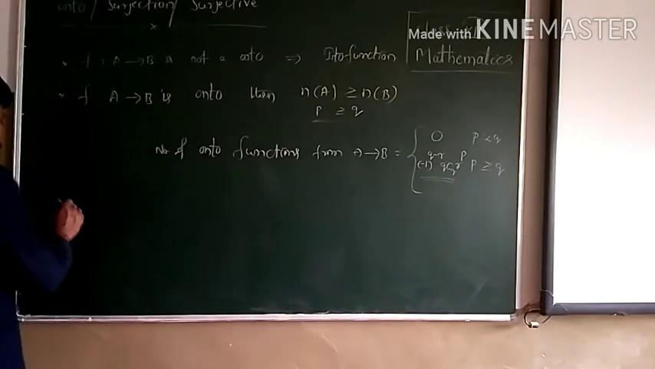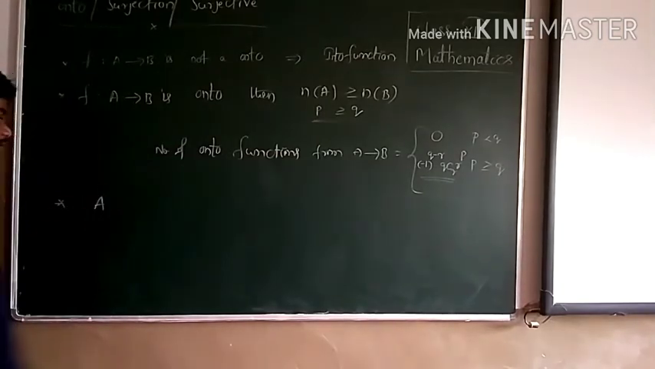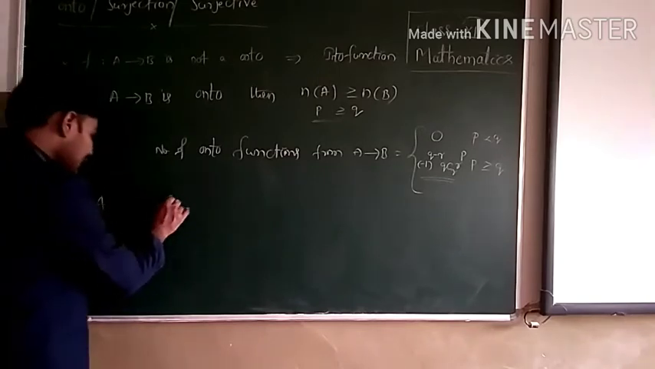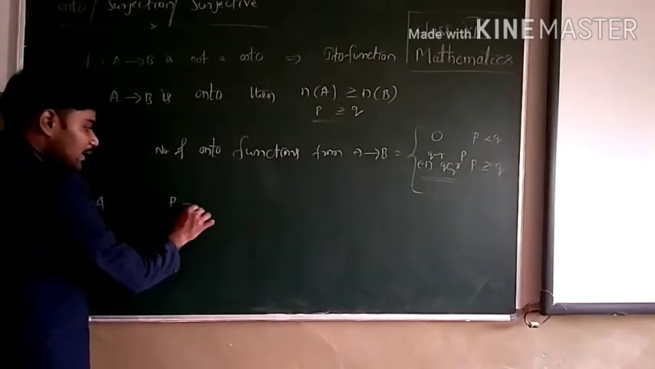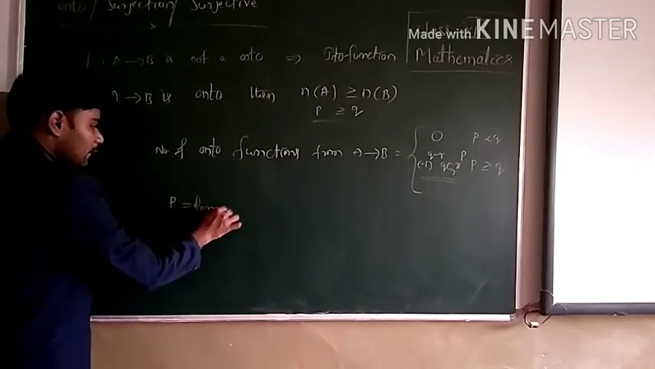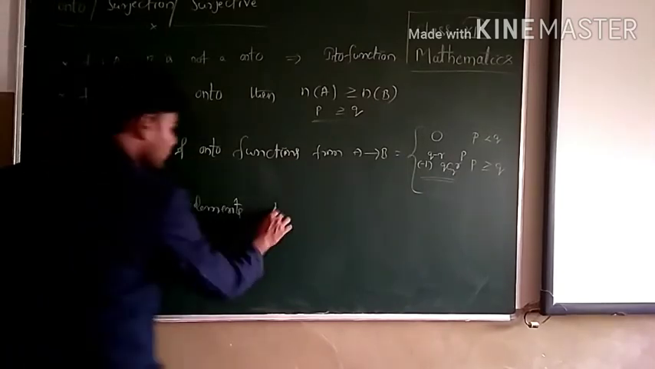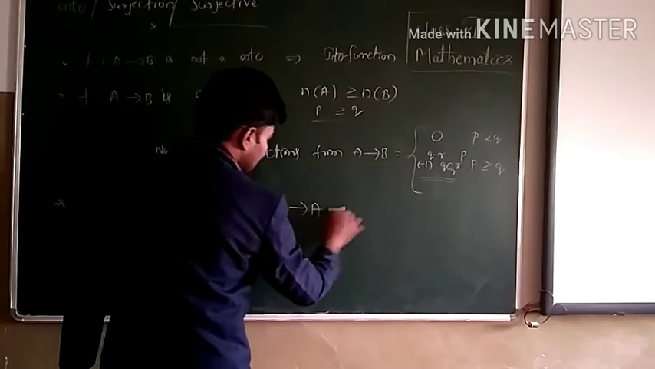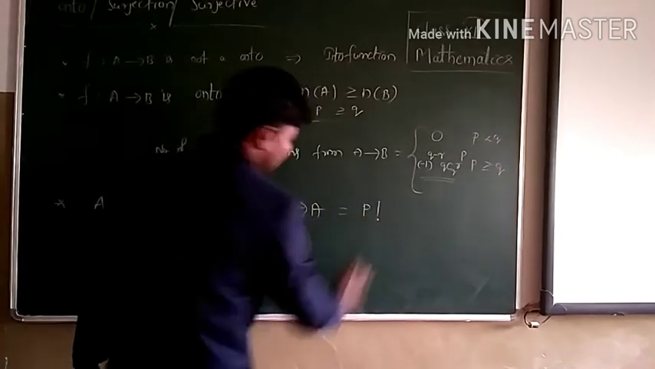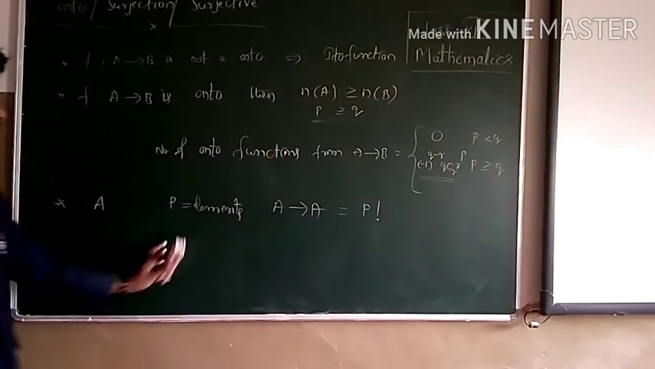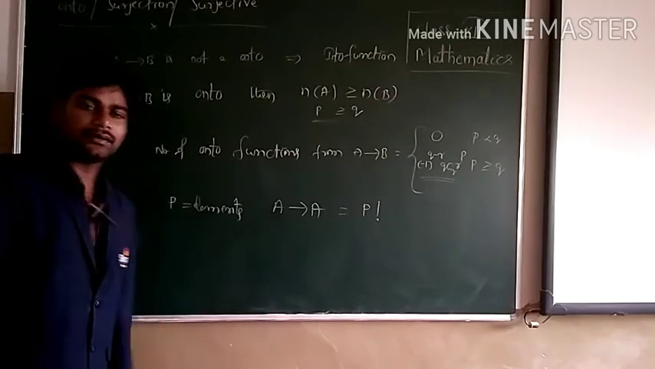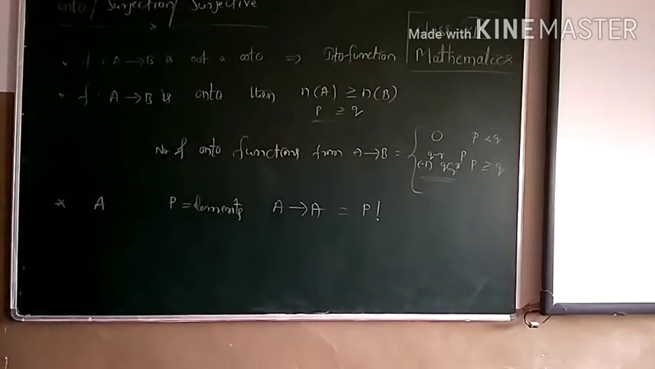Suppose set A has a finite number of elements. Suppose it contains p elements. Then the number of onto functions from A to A is equal to p factorial. Number of onto functions from A to A is equal to p factorial.